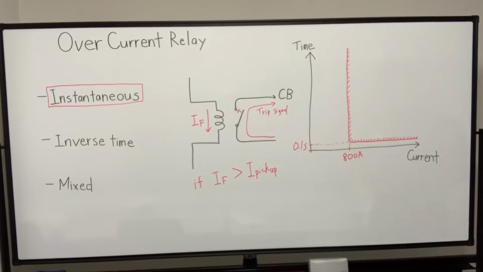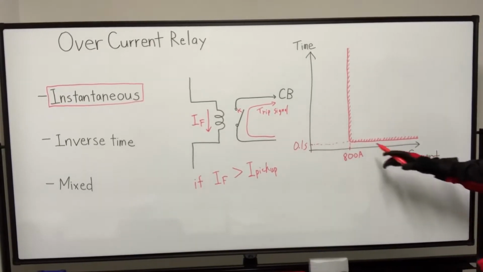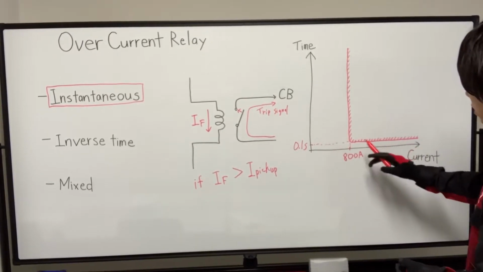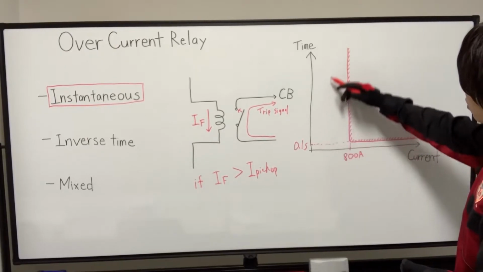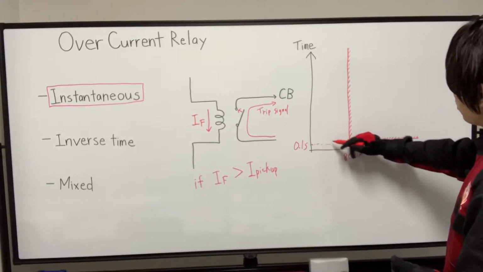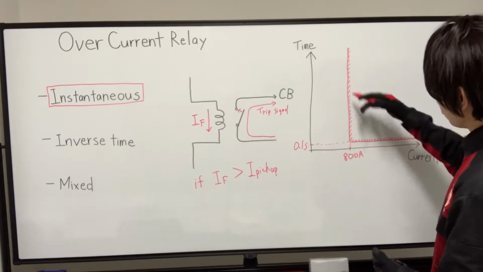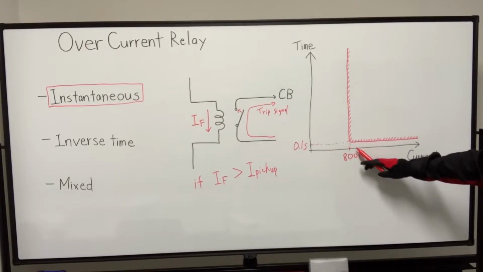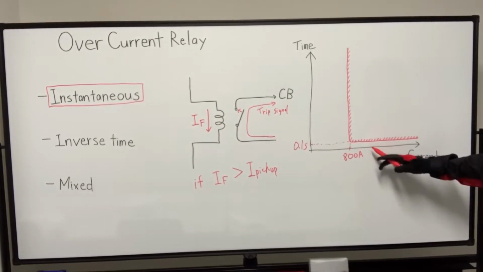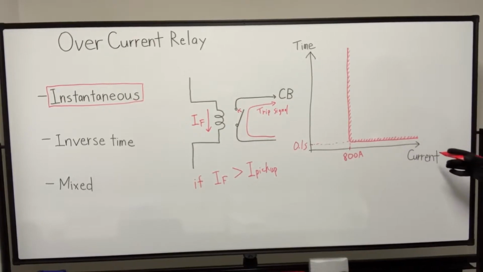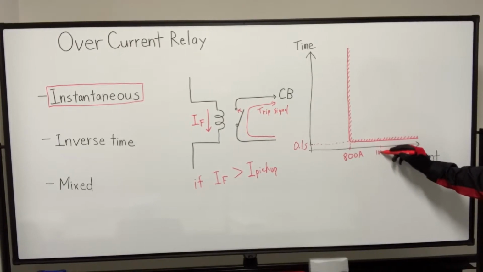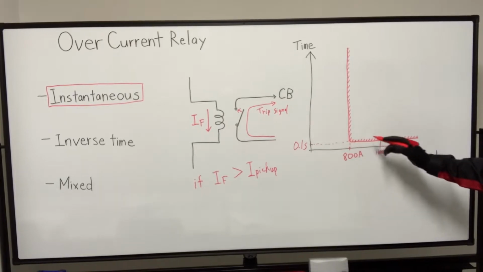So in this state, if the forward current is 700 ampere or 600 ampere, whatever less than 800 ampere, the relay will never operate because there is no crossing point here. So it will never operate. But if the forward current is 900 ampere or 1000 ampere, which is greater than 800 ampere, the relay operates immediately in 0.1 second.